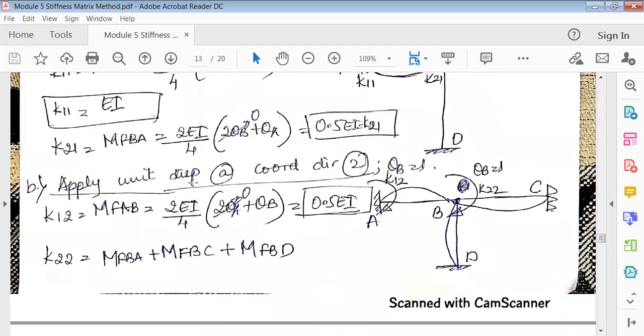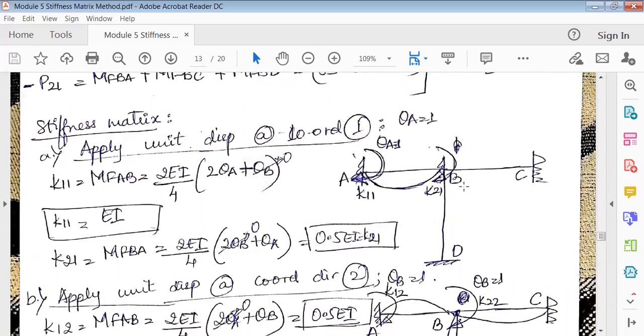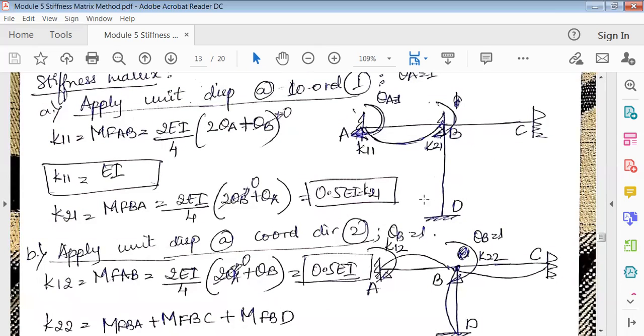Next, apply unit displacement at coordinate direction 2. The second condition now. In this direction, you have to apply the moment, unit displacement. So this time it is theta B is equal to 1. Now what happens is, B is connected to BA, BC and BD. Because it is connected to all three members, there is a deflection happening in all the three members because of the applied unit rotation.